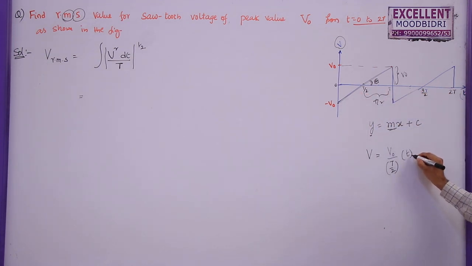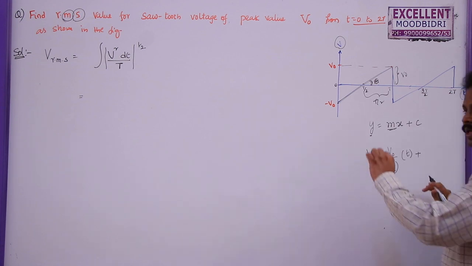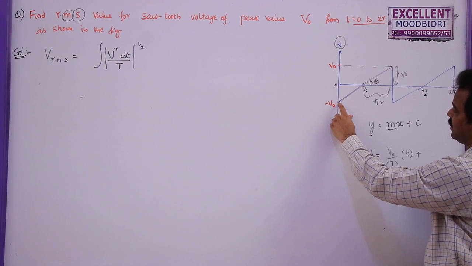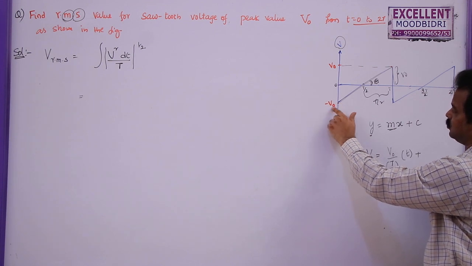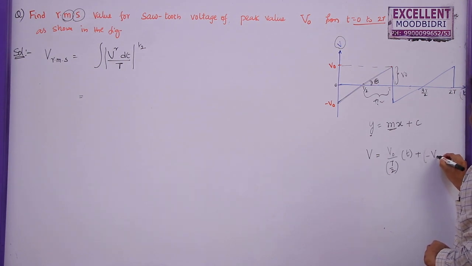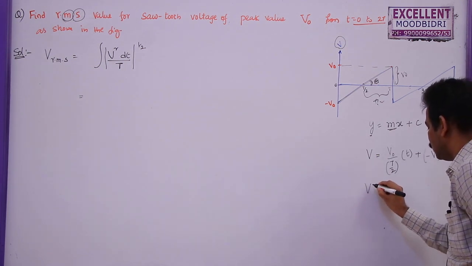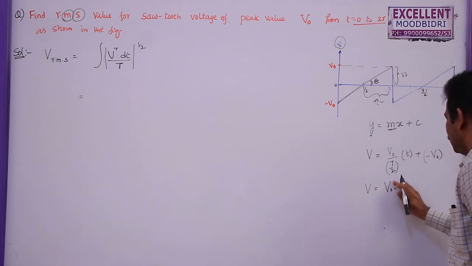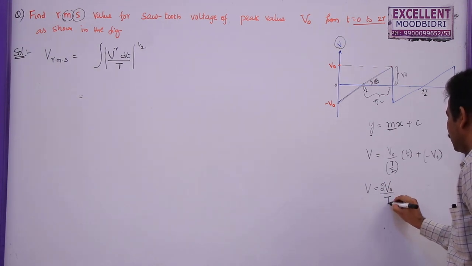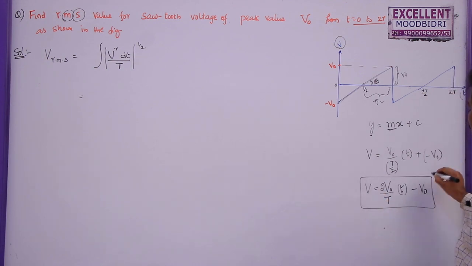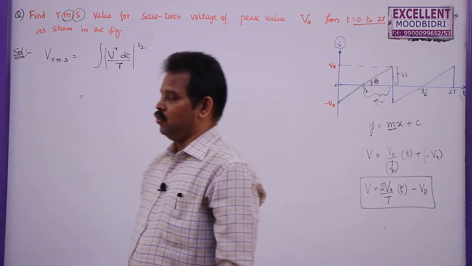So this is t plus, what is the y intercept here? This straight line is cutting the y axis at this point, whose value is equal to minus V0. So you can write this as minus V0. So V is equal to 2 V0 by T into t minus V0. This is the equation of this voltage here.